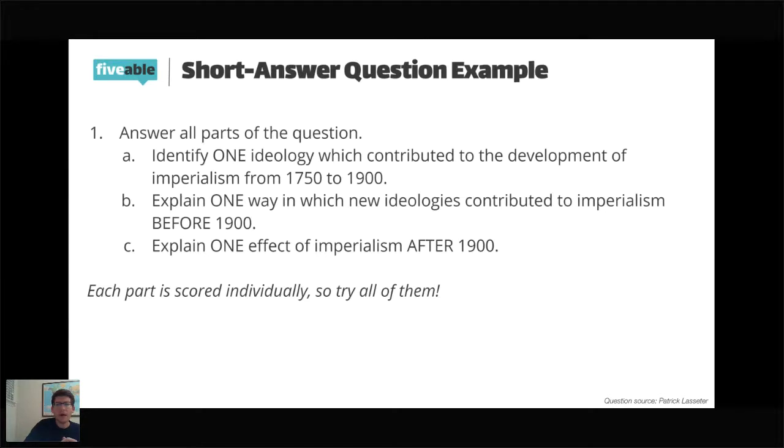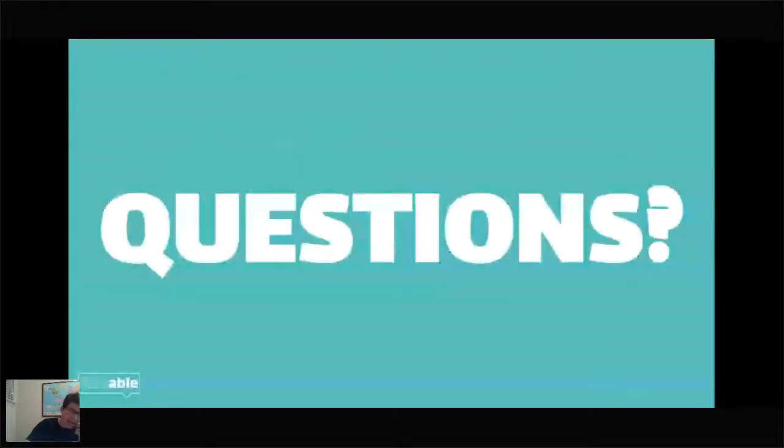All right, so that brings us to the end of what is called Section 1 on the test, which consists of Part A, multiple choice, and Part B, short answer.